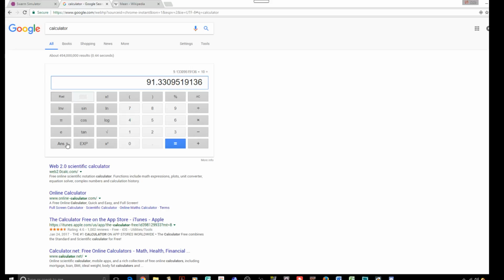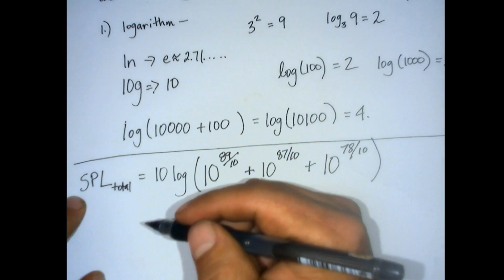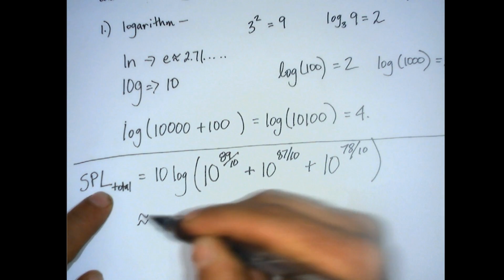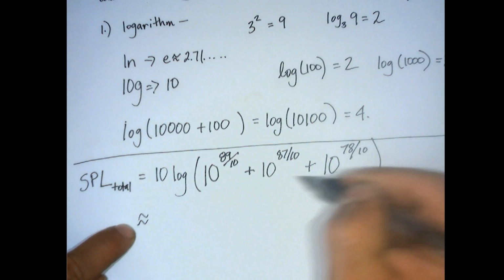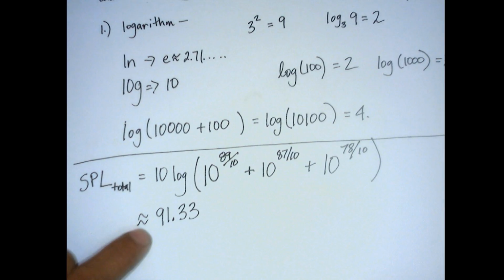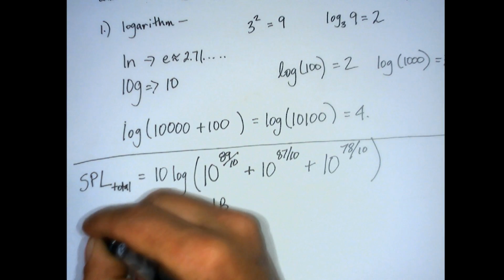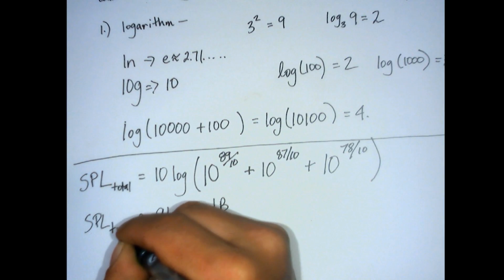So there were three sources in the room: 89 decibels, 87 decibels, and 78 decibels. Added together, the total sound pressure level is approximately, and I have to say approximately because it never stops, these decimals are irrational, 91.33 decibels. That's the total pressure level in the room.